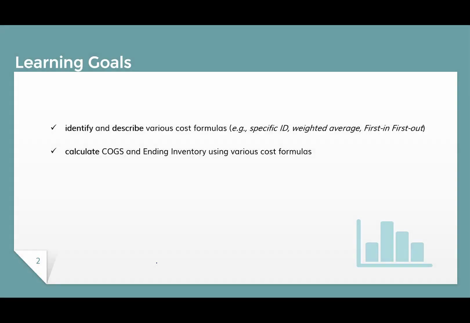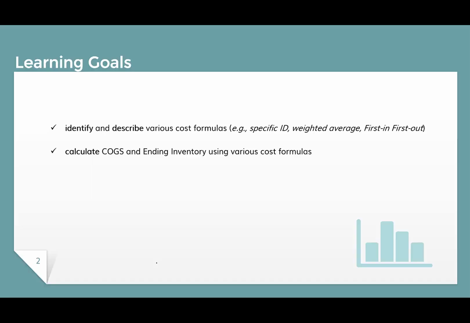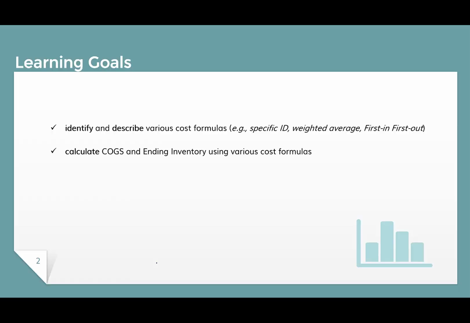Thanks, kiddo. Hi, everybody. Welcome to this video about inventory cost formulas. By the end of this video, you should be able to identify and describe various cost formulas, specifically specific identification, weighted average, and first in, first out. You should also be able to calculate COGS and ending inventory using those different cost formulas.